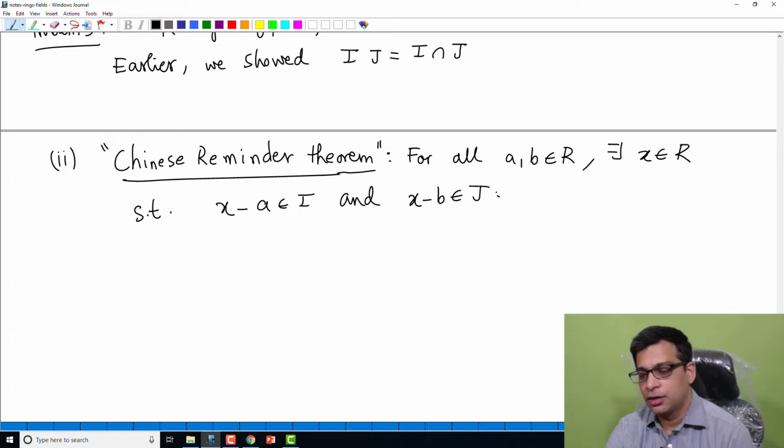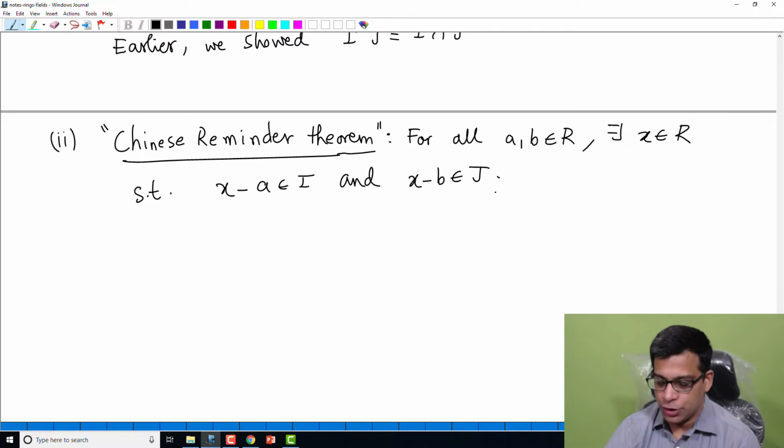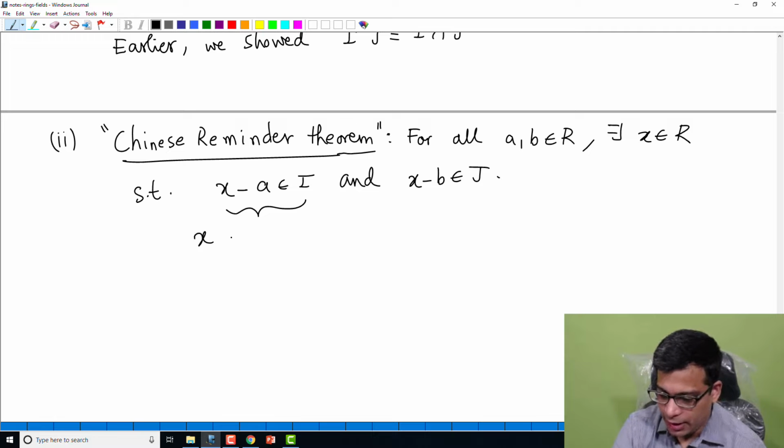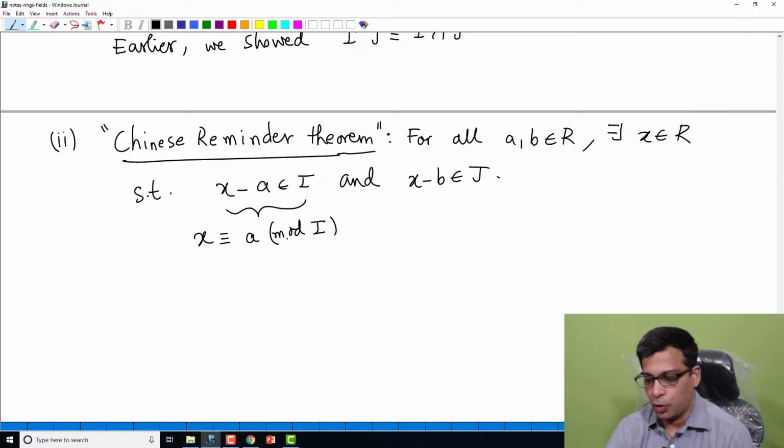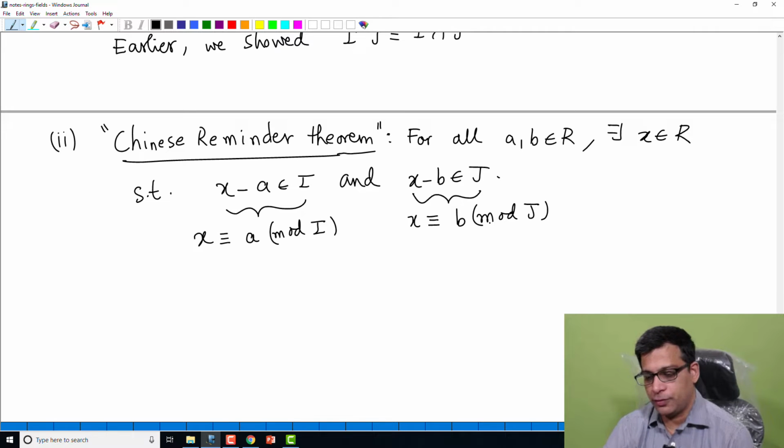Given two elements of R, there is a single element x which, when you subtract a, is in I, and from the same element when you subtract b, it is in J. For those of you who know a little bit about the language of residues and moduli of ideals, this is the same as saying that x is congruent to a mod I, and x is congruent to b mod J. This is just notation. If you are not familiar with it, don't worry about it.